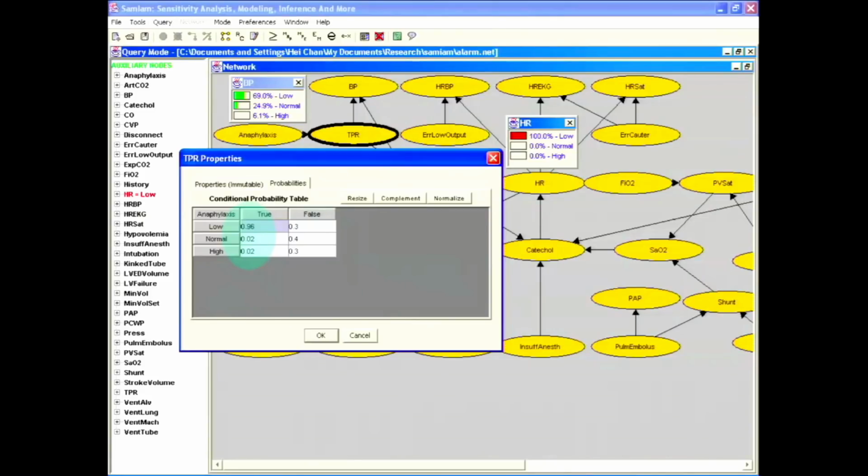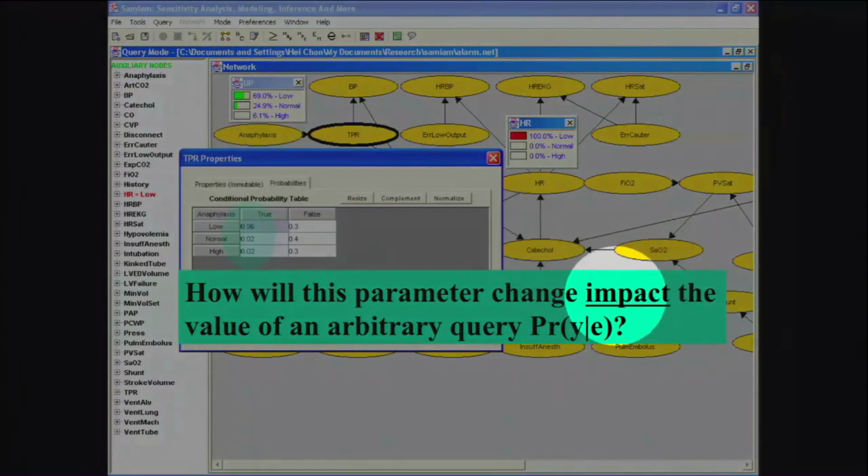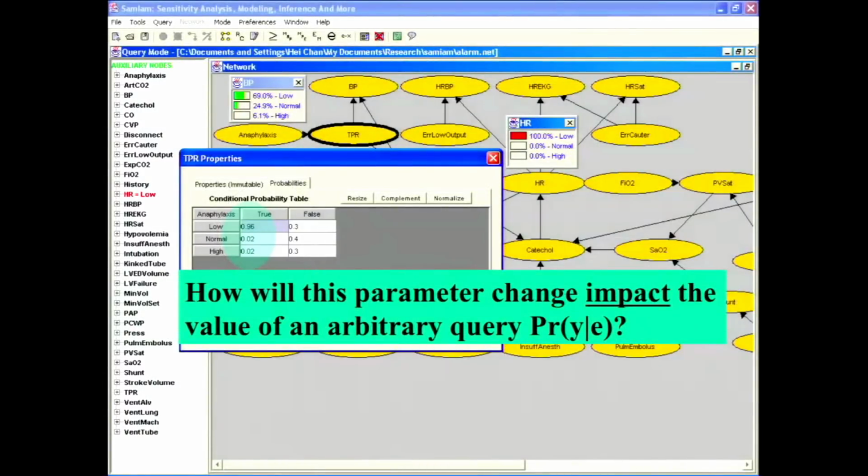And now we're going to pose a few questions that will exemplify what we're going to do with sensitivity analysis. First question is, if you made this particular change, you probably want to know how will this parameter change impact the value of an arbitrary query of the form probability of y given some evidence. Now, you can go ahead and do the change and recompute everything, but the idea is we're going to try to do that without doing inference by putting some kind of bound on arbitrary queries as a result of making that particular change.